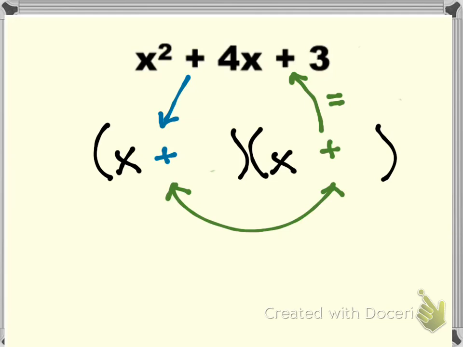Then I'm going to look for my numbers. I'm looking for two numbers that will multiply to give me 3 and add to give me 4, and that is 3 and 1, and I'm going to put the 3 in the first set of parentheses. In this case, the signs are the same in both sets of parentheses, so it really doesn't matter where you put the 3 and the 1, but you want to get in the habit, if this is the method you're using, of always putting the larger number in the first set.